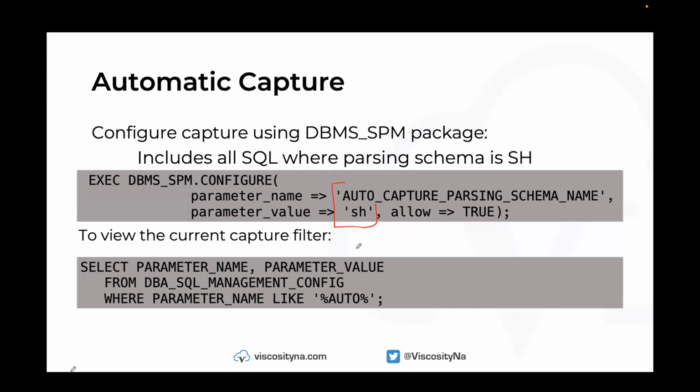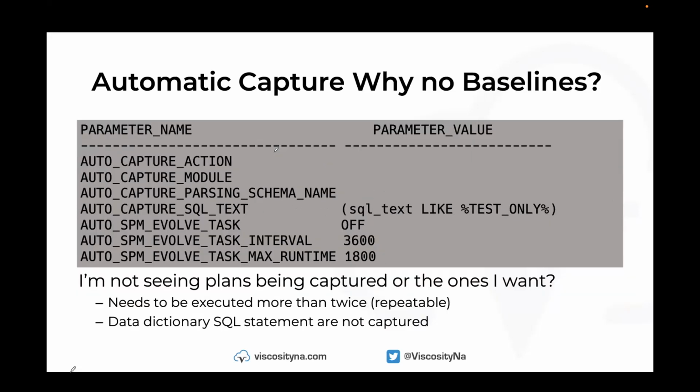You can also view the current configuration by looking at the DBMS SQL Management config, where parameters are like auto, right? So there's a table or a view, I should say, SQL Management config view, and you can see what the current settings are for your auto capture filtering. There's a couple other settings, but they're mostly filter type capture. And so here's an example of that output.